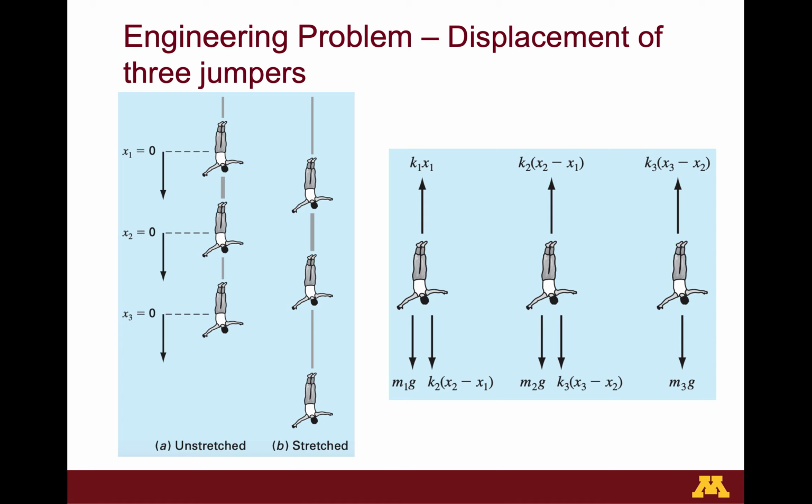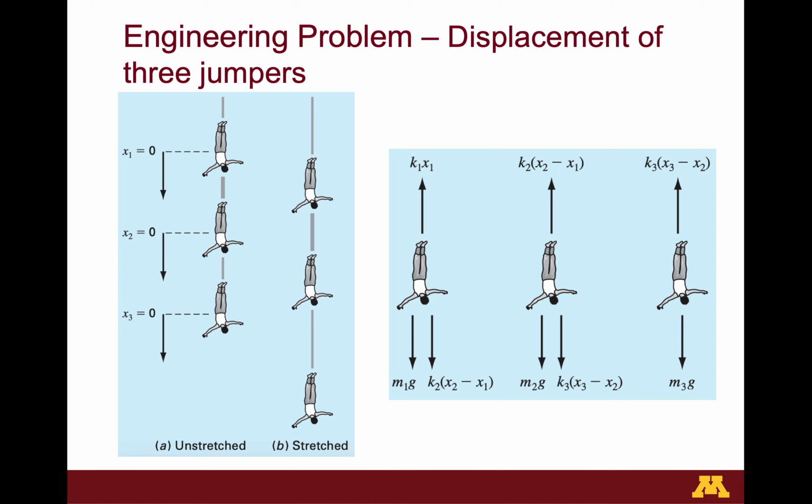Suppose that 3 jumpers are connected by bungee cords, and we are asked to compute the displacement of each of the jumpers. So in situation A, where it shows each cord fully extended but unstretched, we can define 3 distances, x1, x2, and x3, as measured downward from each of their unstretched positions. And in situation B, which is after they are released, gravity takes hold and the jumpers will eventually come to the equilibrium position shown in B.